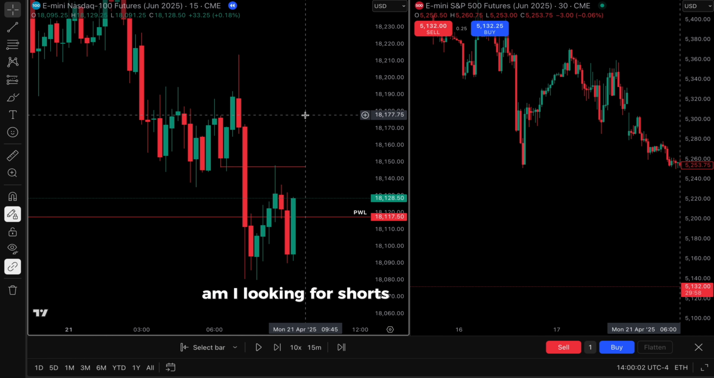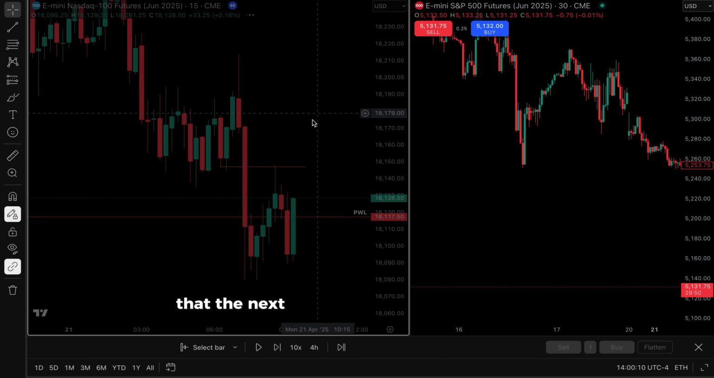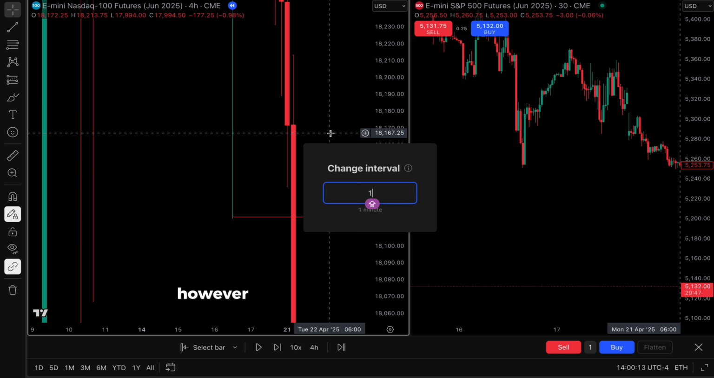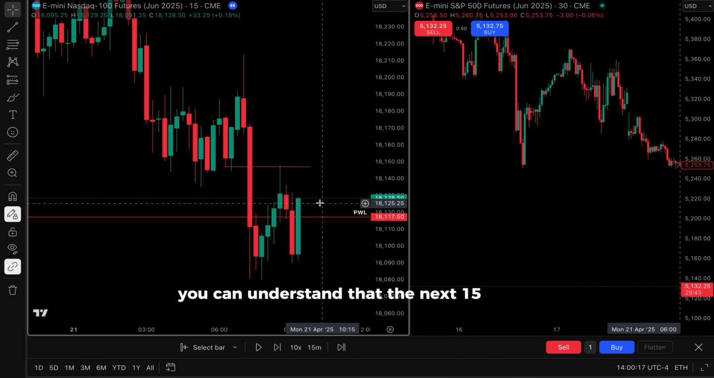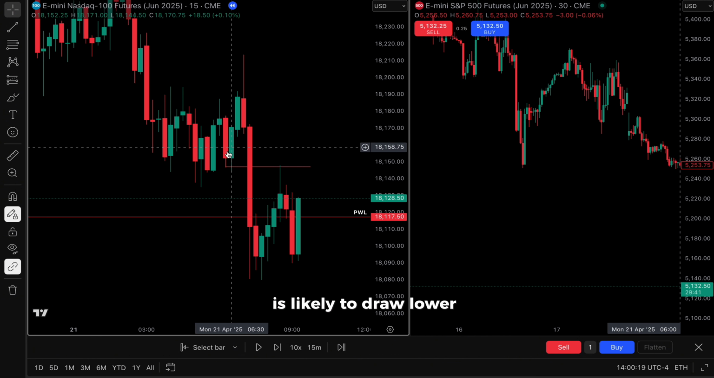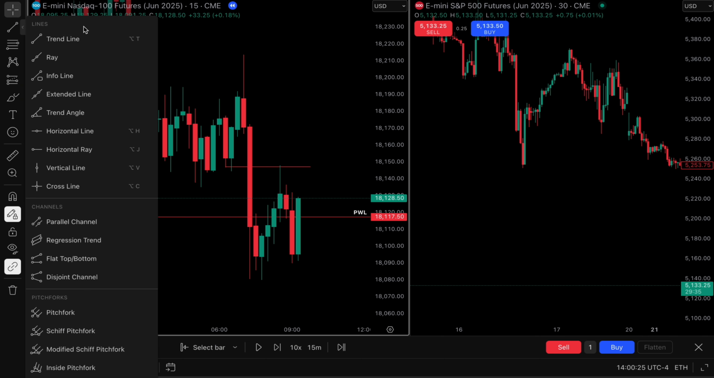Am I looking for shorts out of this for a continuation? The answer for that is no. We've swept previous week low. I understand on the 4-hour that the next 4 hours are likely to draw higher. However, taking a look at the 15-minute time frame, you can understand that the next 15-minute candle is likely to draw lower out of this 15-minute bearish breaker, fair value gap, and sweep of liquidity of that point of minor buy side.